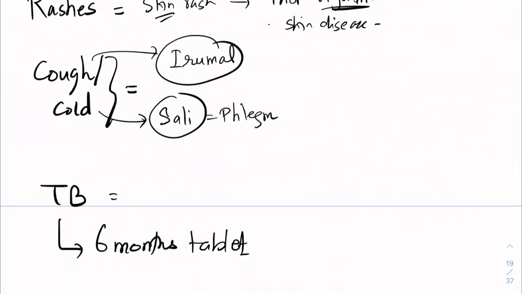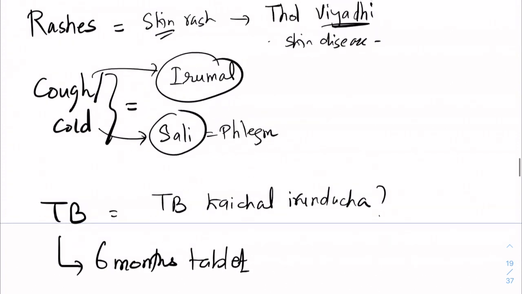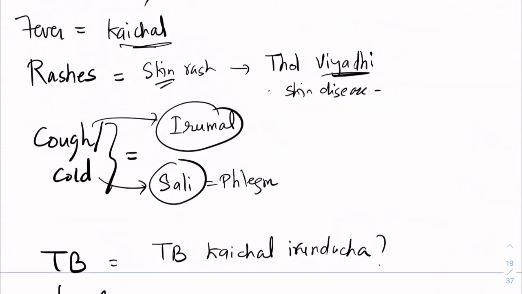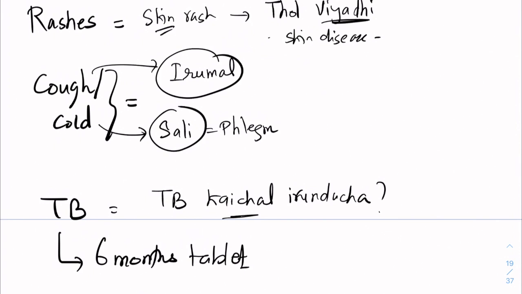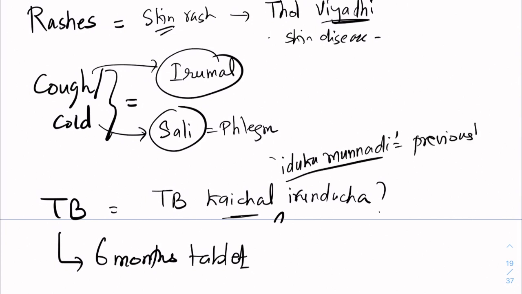TB. One other important history as far as EOT is concerned is the history of tuberculosis in the past. So you can straight away ask the patient, TB காய்ச்சல் இருந்துச்சா? Means in the past, did you have any TB fever? You want to specify in the past, so you can say இதுக்கு முன்னாடி, which means previously. So, TB காய்ச்சல் இதுக்கு முன்னாடி இருந்துச்சா?